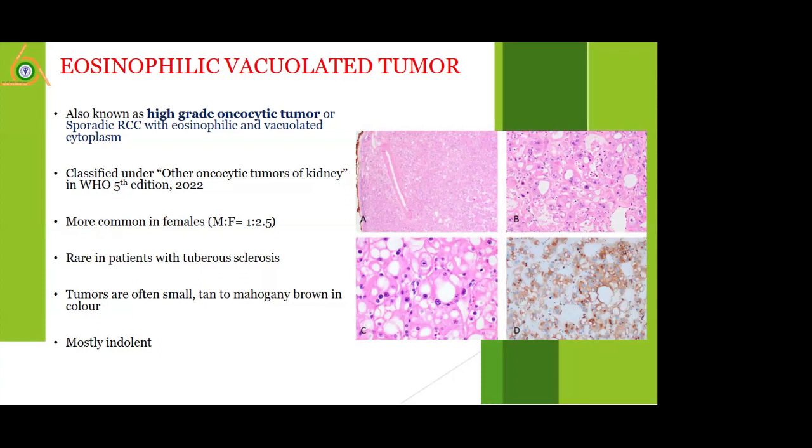So this is called eosinophilic vacuolated tumor. The term itself, vacuolated, they will show vacuolation. Eosinophilic cytoplasm coupled with high-grade nuclei. They were initially called high-grade oncocytic tumor. So they were LOT and HOT, but the HOT term has not been included. Rather, it's been renamed as eosinophilic vacuolated tumor.